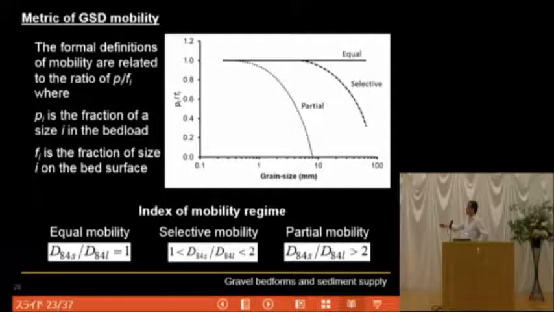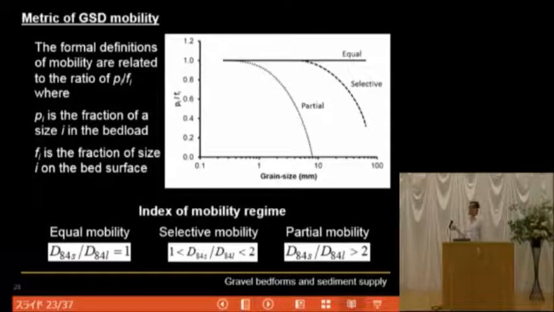And so for equal mobility, there is no change in that ratio p_i over f_i across the grain size distribution. For selective mobility, there is a decline in that ratio as we get to larger and larger grain sizes, but that curve does not terminate before we get to the end of the grain size distribution. And then we have this partial mobility curve here, where it obviously does terminate before we get to the end of the grain size distribution of what's sitting on the bed.